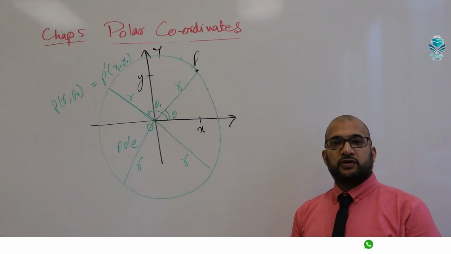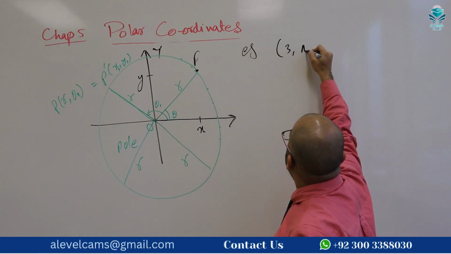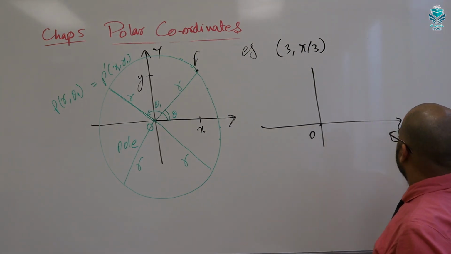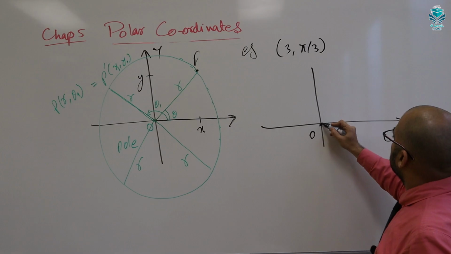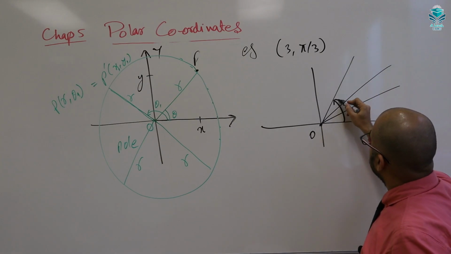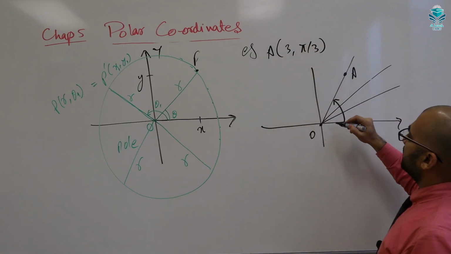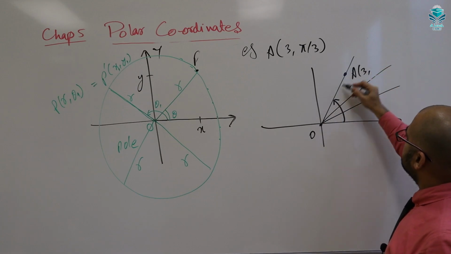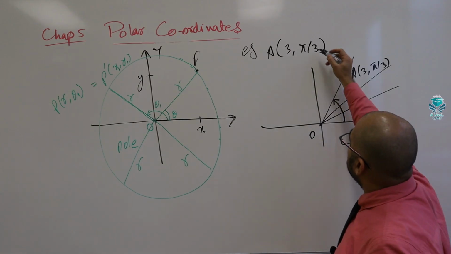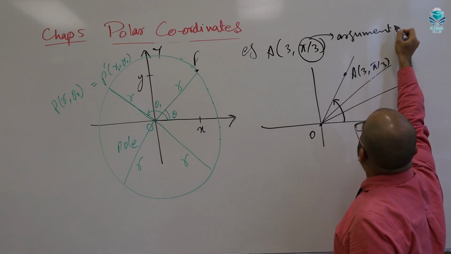For the understanding of polar coordinates, we solve an example. Let's say we have the polar coordinate (3, pi by 3). So students, it tells us from the pole, at angle pi by 3, meaning 30, 45, 60, this is pi by 3. This is the point at distance 3. So let's say this is the point A. This point A is at distance 3 and angle pi by 3 with the initial axis. The theta is also called the argument.